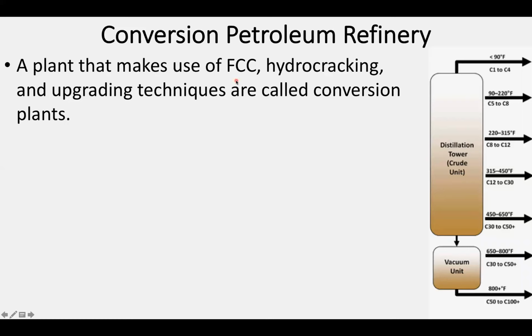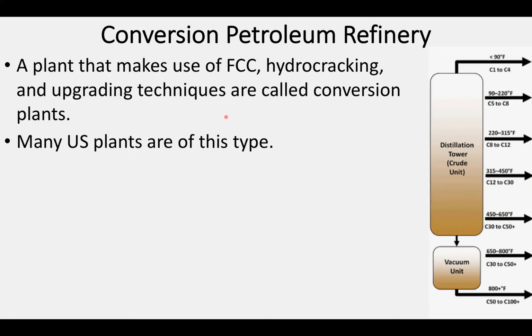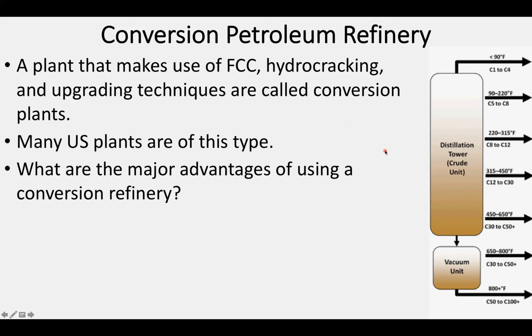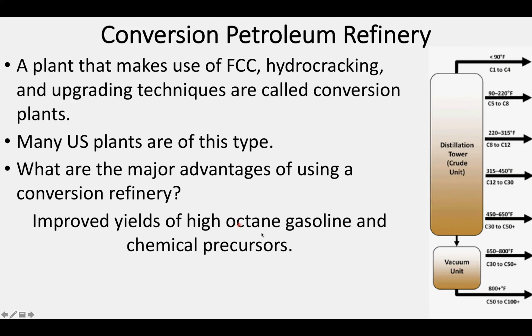So if I'm making use of any combination of FCC, hydrocracking, and any of the other upgrading techniques we've already covered, this is called a conversion plant. And this is essentially one of the most common types in the US. So by doing this deeper conversion, what we've done is we've specifically targeted generating gasoline in this C5 to C10 range. And again, this same area can often give us a lot of our same chemical precursors, but maybe a little bit more rich in something like our olefins.